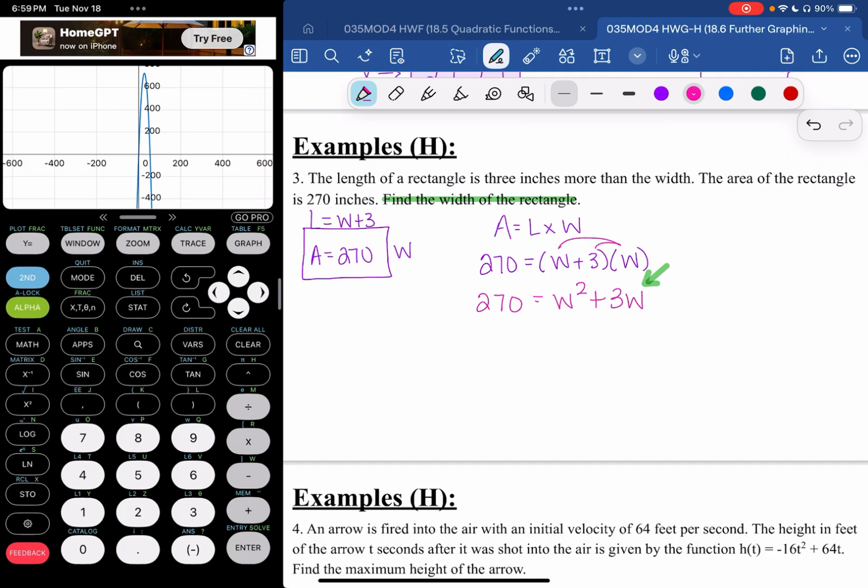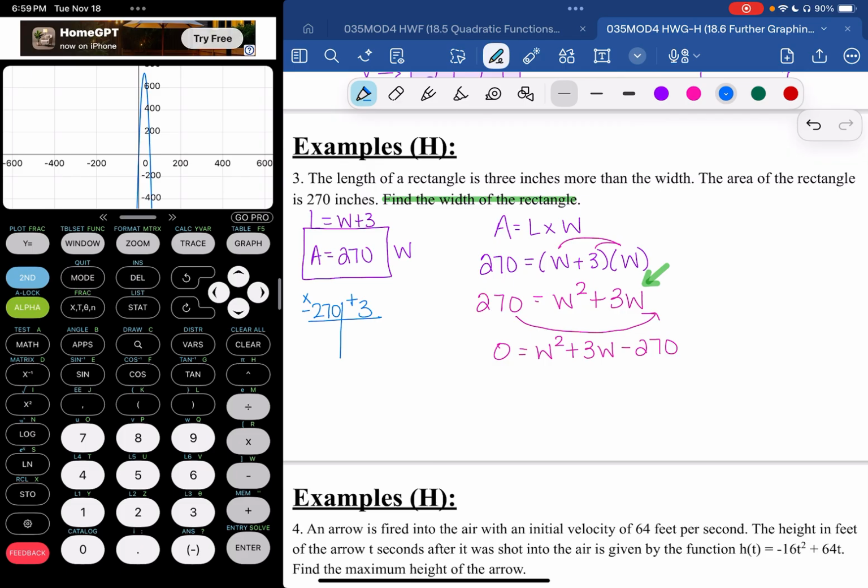Okay, that means I just need to solve this quadratic. Well, I can do that by setting it equal to 0. Anytime you're trying to solve a quadratic, we're going to set it equal to 0. So that means that I need to take this and subtract it over. So 0 equals W squared plus 3W minus 270. Now I'm going to try to factor this. So remember, when we're factoring it, we're trying to find numbers that multiply to that last number, so -270, and add to that middle number, so they need to add to 3.